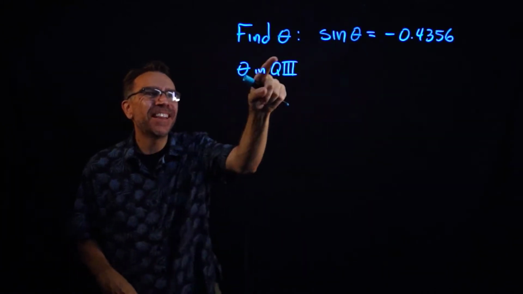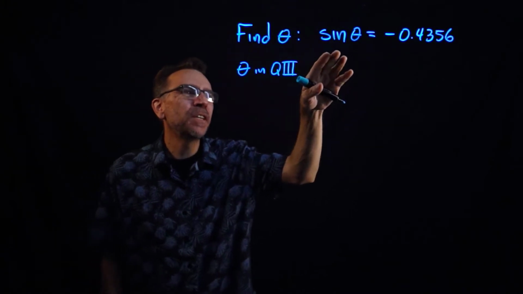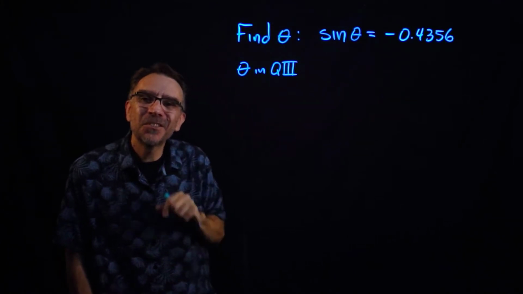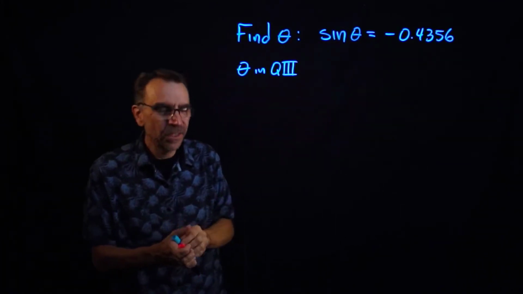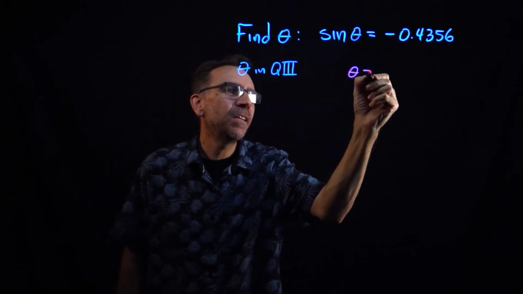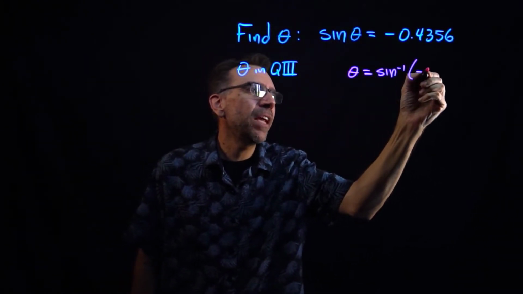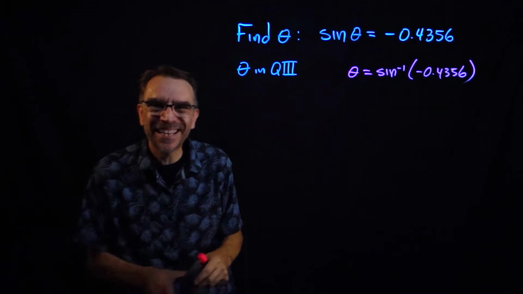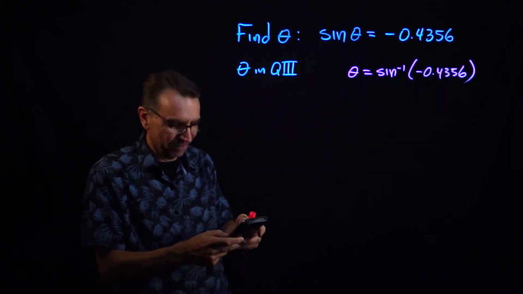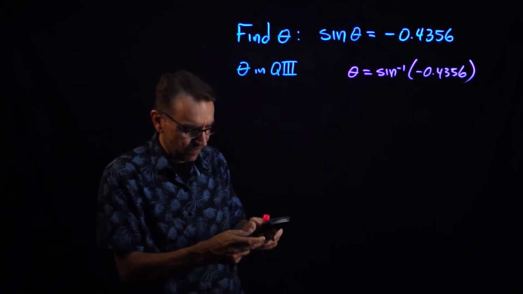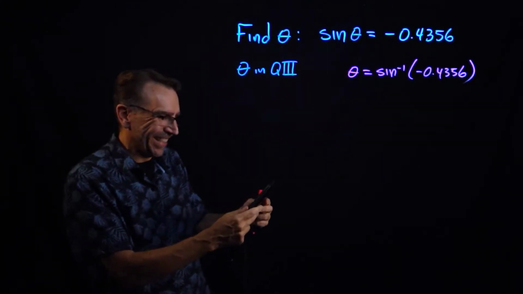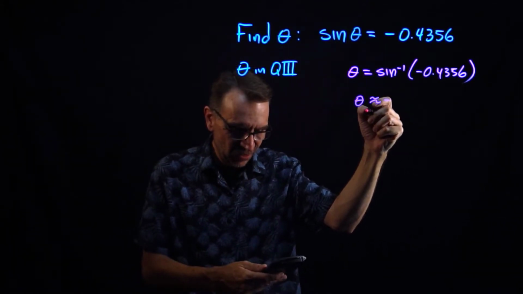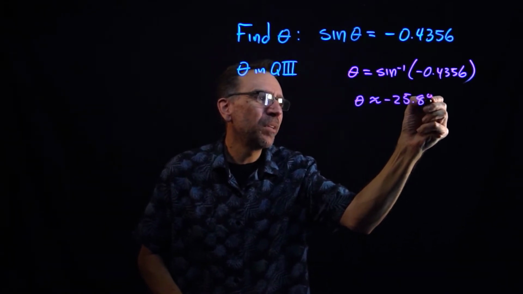Okay, so here we're asked to find theta, and we have a trig function, sine of theta equals negative 0.4356. So your first thought is to use the inverse function. If we were to simply do that, we would say theta equals sine inverse of negative 0.4356. Using a calculator, typing that in, theta is approximately, straight out of the calculator, negative 25.8 degrees. I'm in degree mode.